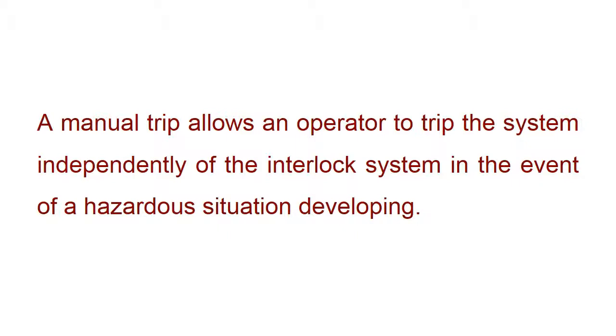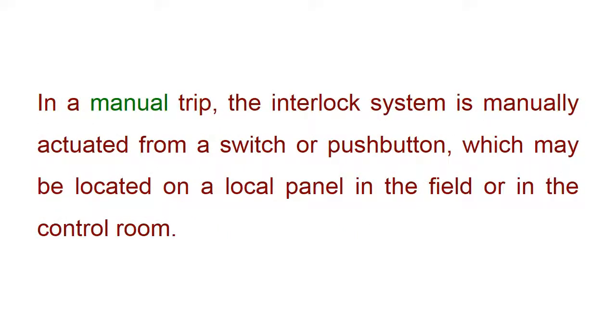A manual trip allows an operator to trip the system independently of the interlock system in the event of a hazardous situation developing. In a manual trip, the interlock system is manually actuated from a switch or push button, which may be located on a local panel, in the field, or in the control room.